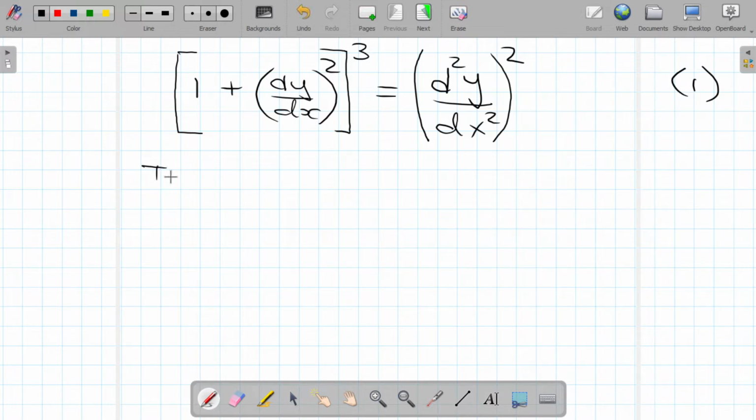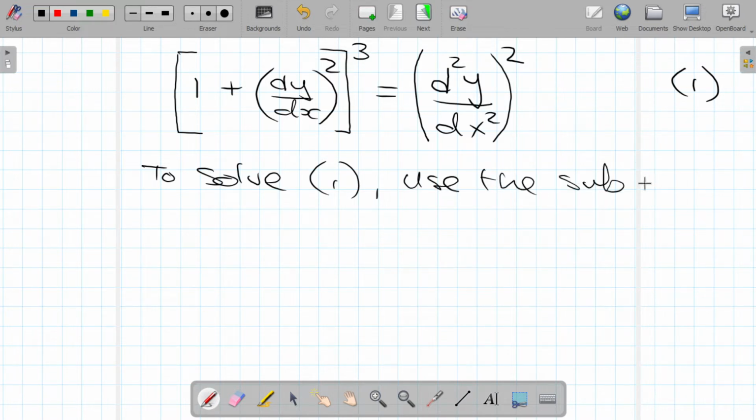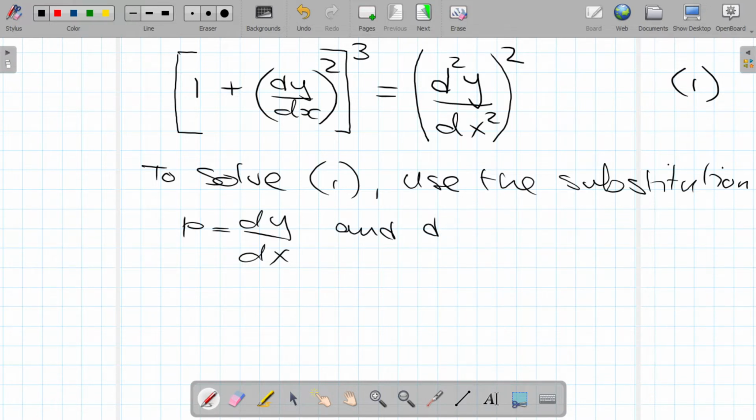To solve equation 1, we use the substitution P equals dy by dx, and then differentiating both sides of this expression, we get d squared y by dx squared, and that's equal to dp by dx.